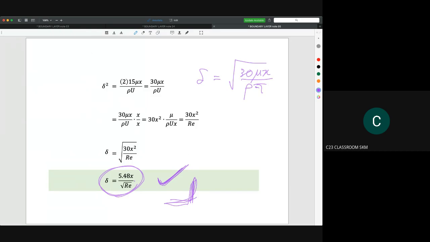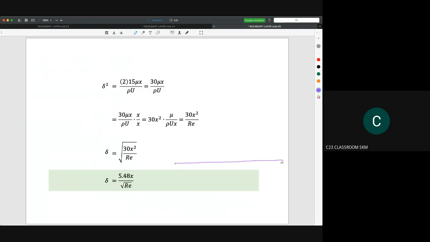Then I would like to show you how to use this delta. For example, let's say we have a flat plate here, and you have wind blowing from left to right, and it will create a boundary layer. For example, we have two locations, one is x1 and another is x2. You could estimate the boundary layer thickness delta 1 here, and also the boundary layer thickness delta 2 here.